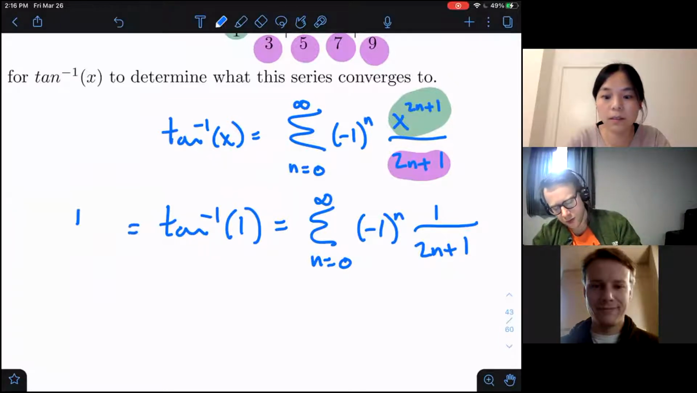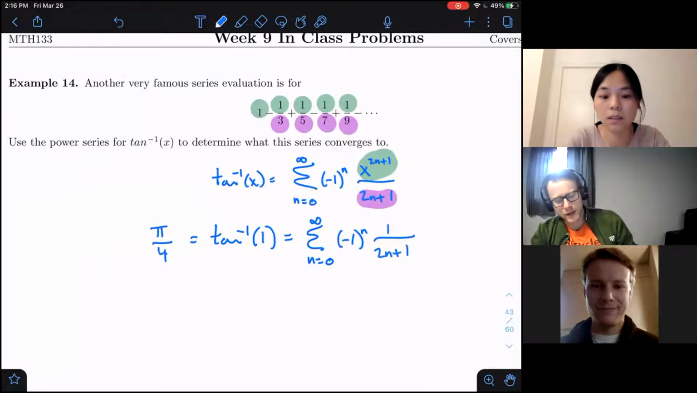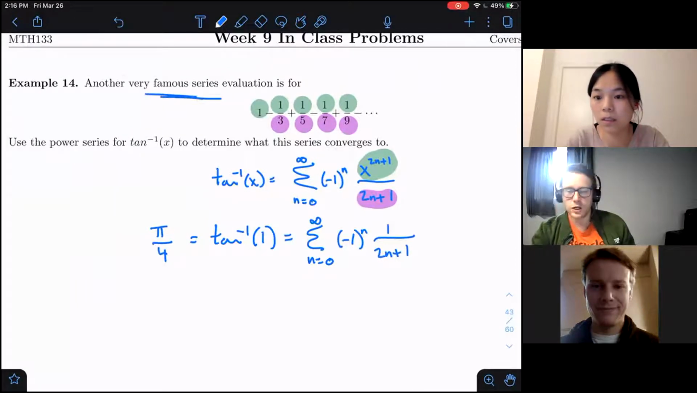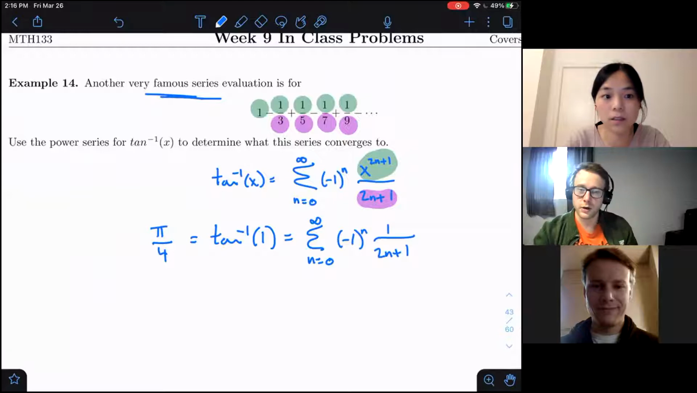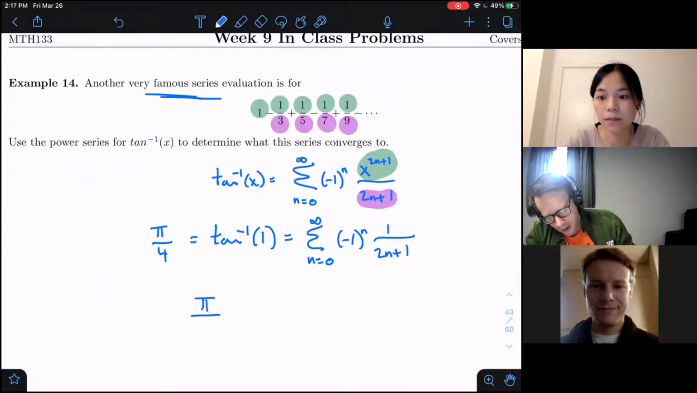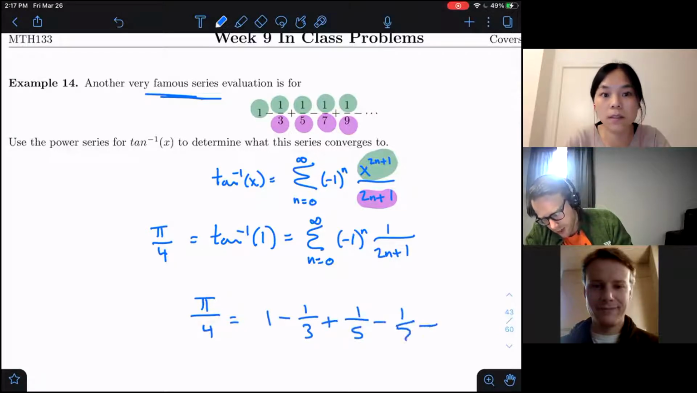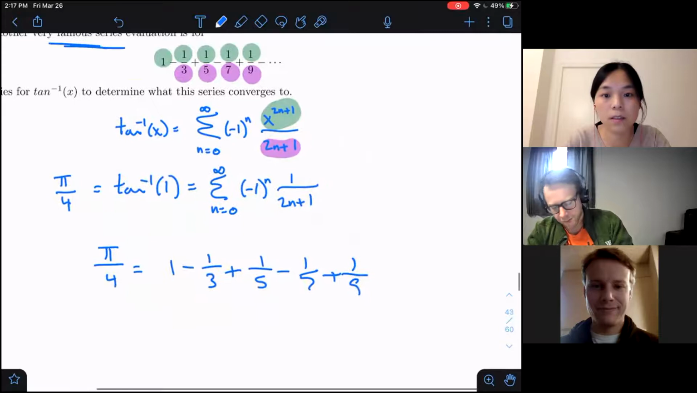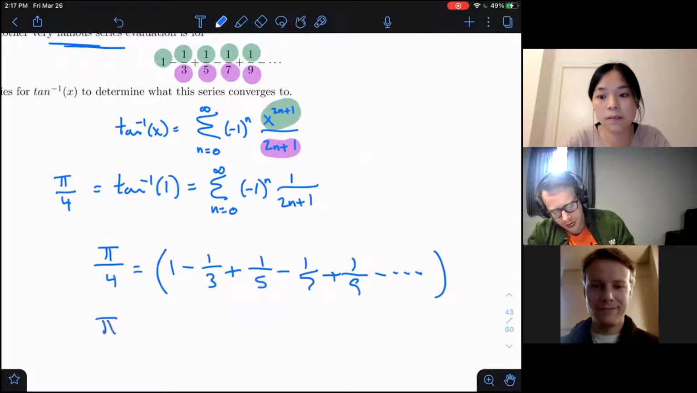Yeah, so tangent inverse of 1 is pi over 4. And this is why this is a very famous series. This is actually one of the first ways that you can reliably calculate pi, historically, right? So they knew this fact, that if you just summed up all of these reciprocals of odd numbers and you had them alternating, this would give you pi over 4. And so if you wanted to calculate pi, you would just take that result and multiply it by 4.